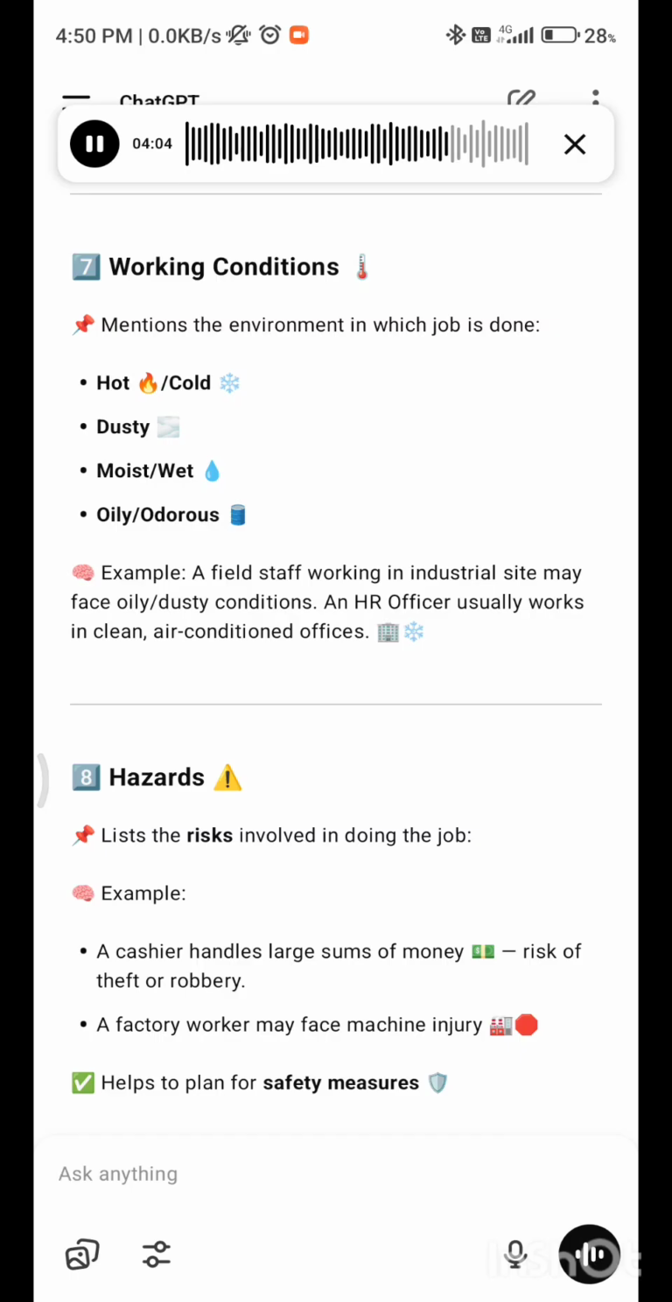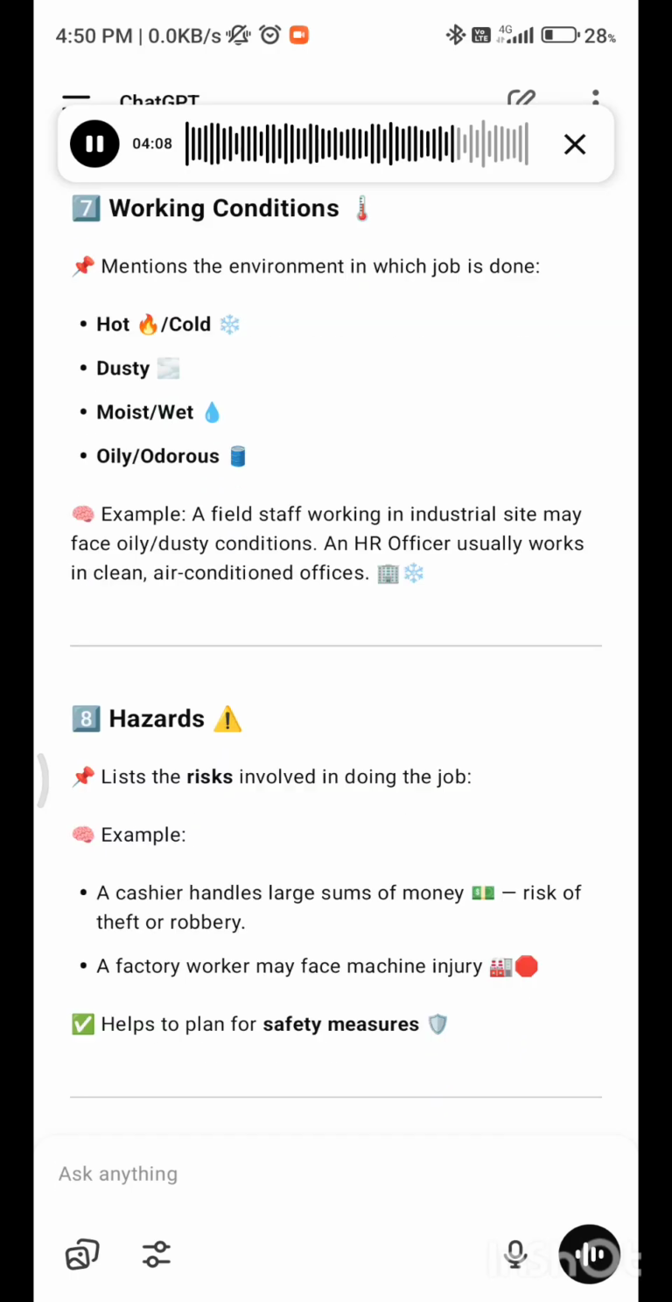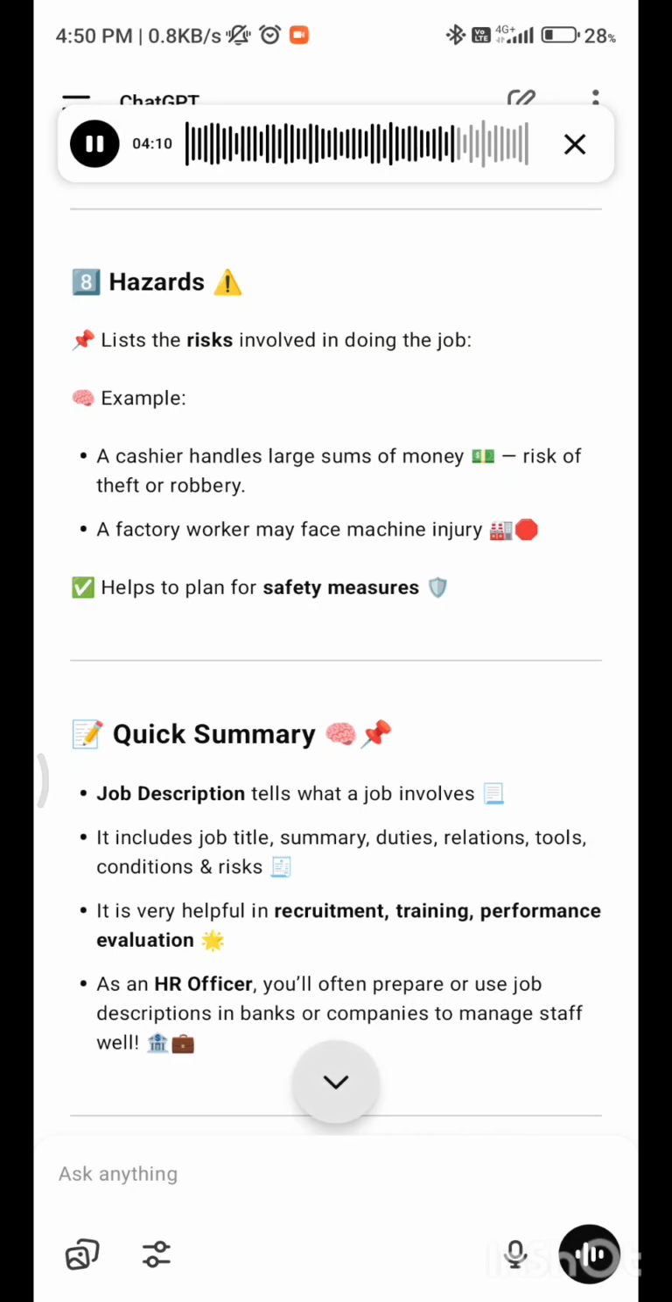8. Hazards. Lists the risks involved in doing the job. Example, a cashier handles large sums of money, risk of theft or robbery. A factory worker may face machine injury. Helps to plan for safety measures.